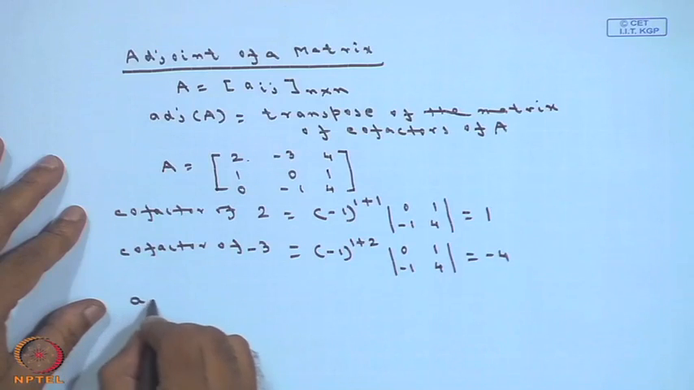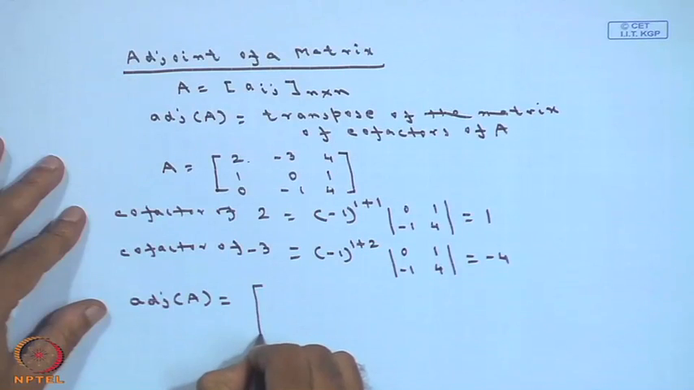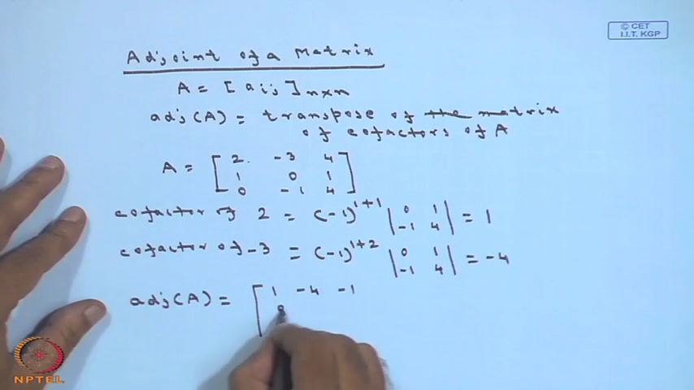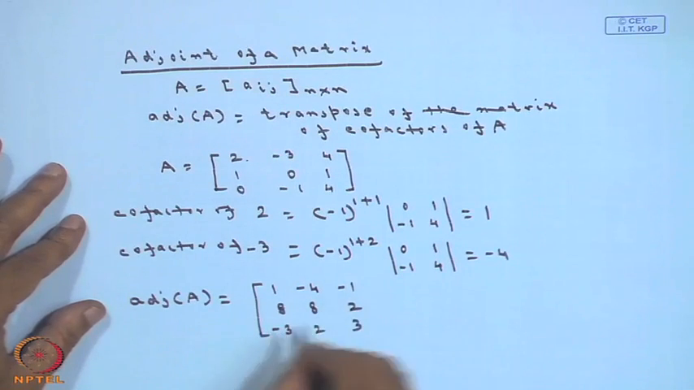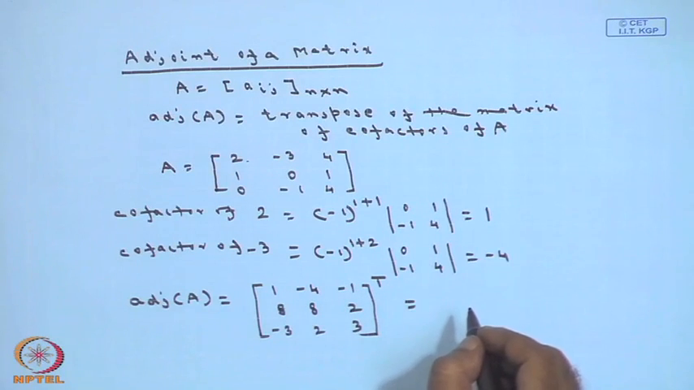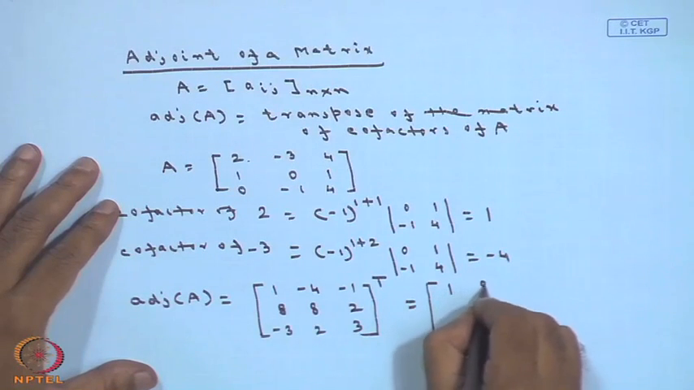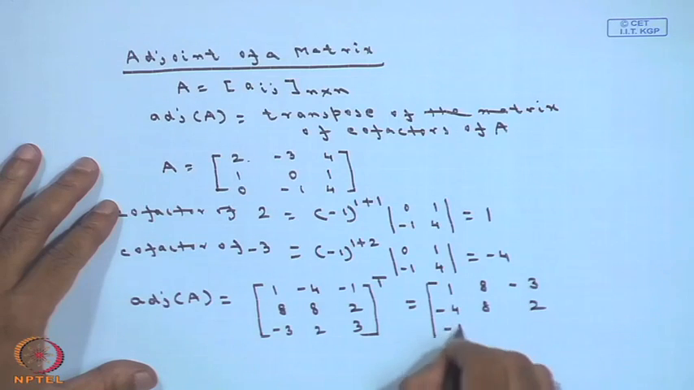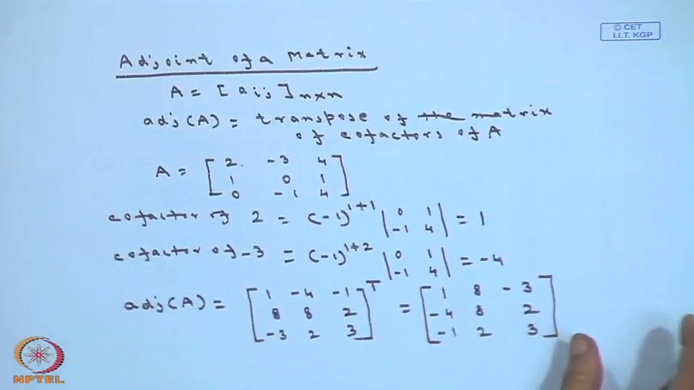So, adjoint of A, simply I can write down like this. You find out the cofactors 1, minus 4, minus 1, you can calculate on your own, and this will come as this, and the transpose of this matrix, you just write down as 1 8 minus 3, minus 4 8 2, and minus 1 2 and 3. So, this is the adjoint of the matrix.